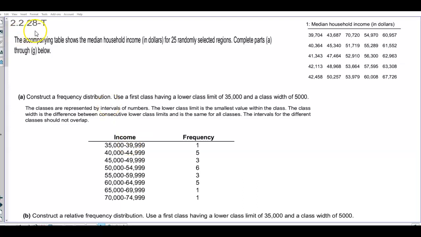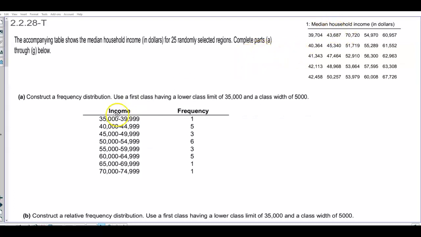In section 2.2.28-T, the accompanying table shows the median household income in dollars for 25 randomly selected regions. We're going to complete parts A through G below. So for part A, we're going to construct a frequency distribution using a first class having a lower class limit of 35,000 and a class width of 5,000.